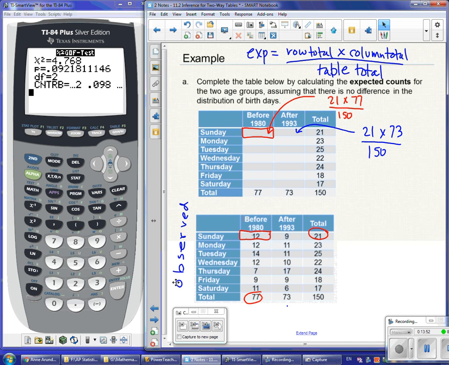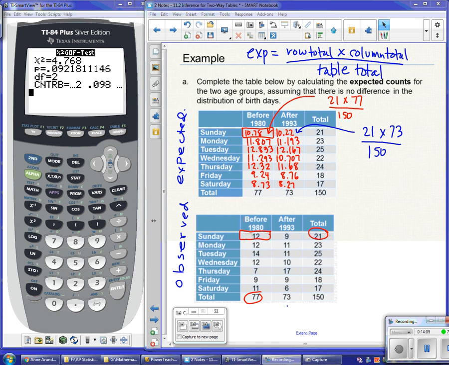And so what I'd like you to do is press pause, and I'd like you to go ahead and complete this table and fill in all of the values that we would expect to see if our null hypothesis is true. And if you filled it out correctly, that's what you should see.